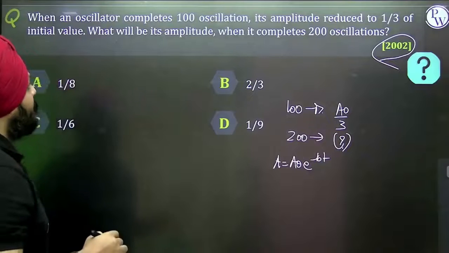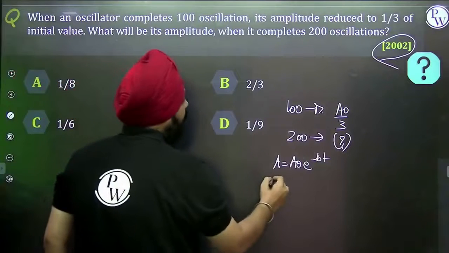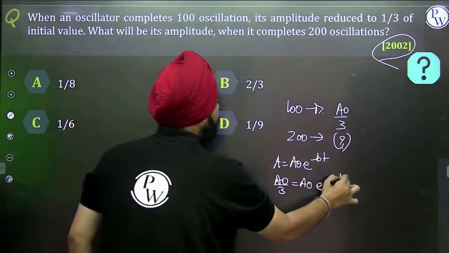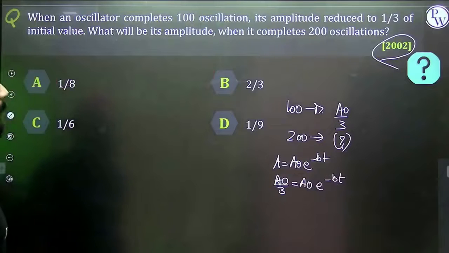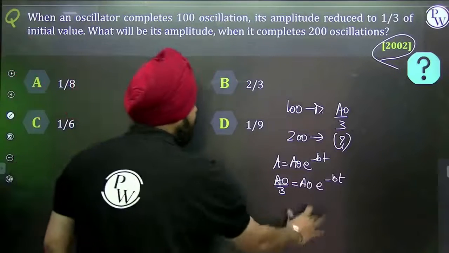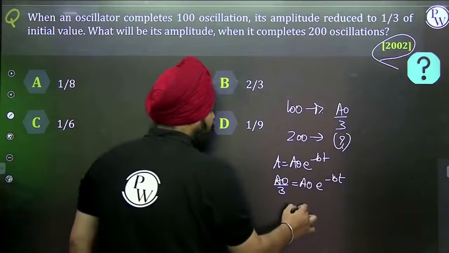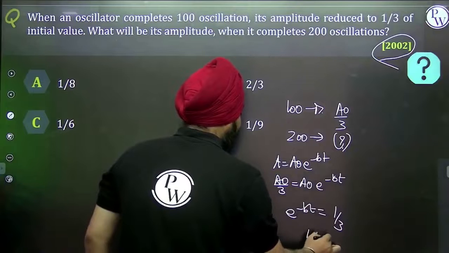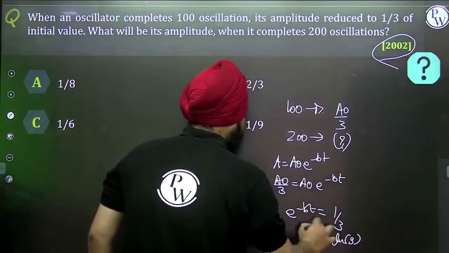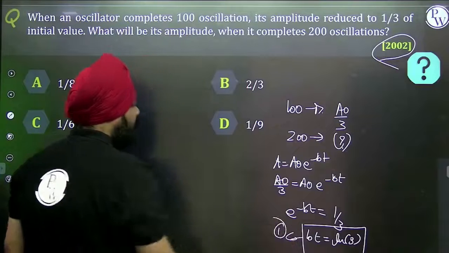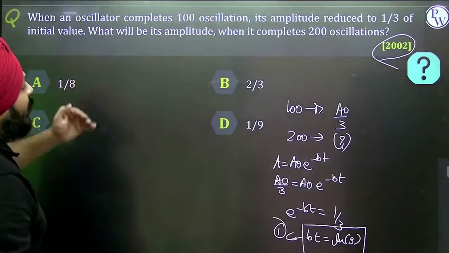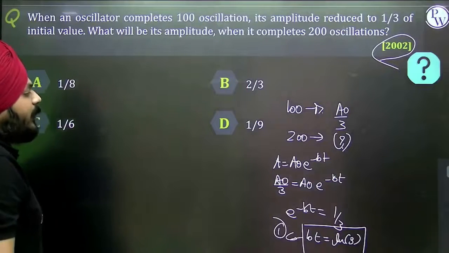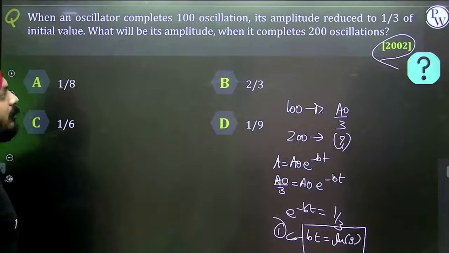So what happens here? A0/3 = A0 e^(-bt). On completing the 100 oscillations, this thing is happening. So e^(-bt) = 1/3, so the bt value is equal to ln 3. I consider this as equation number 1. What will happen on the completion of the 200 oscillations?